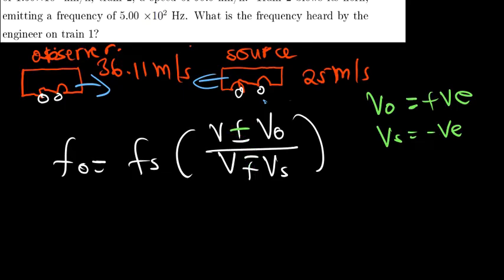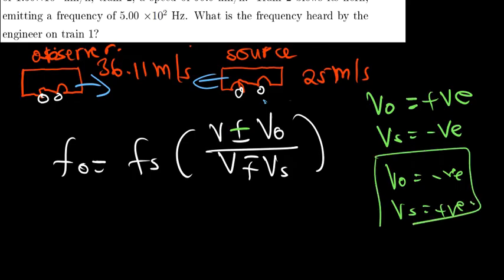If the observer and the source are moving toward each other, on top you use positive. So VO, the velocity of the observer, will be positive and the velocity of the source will be negative. Now, if the source and the observer are moving away from each other, then the opposite is true. VO will be negative, VS will be positive. That is what you need to know. So these are two scenarios.